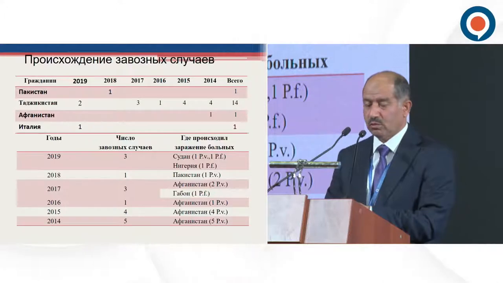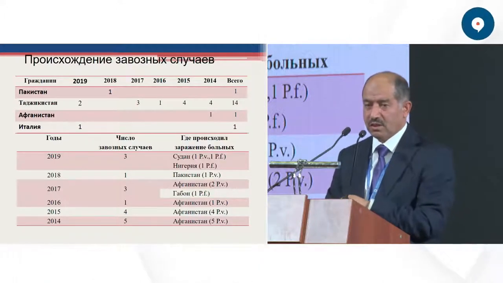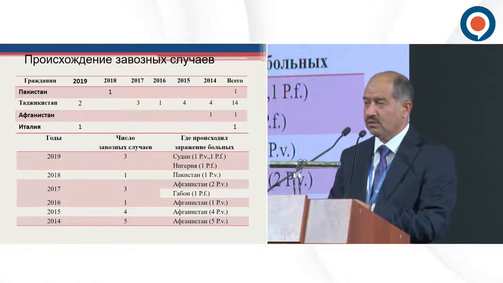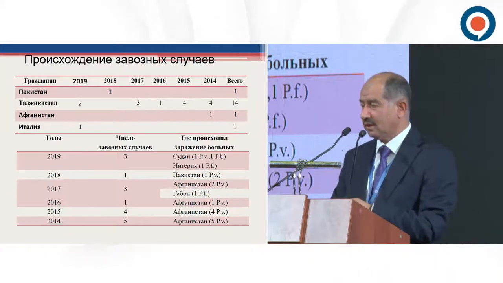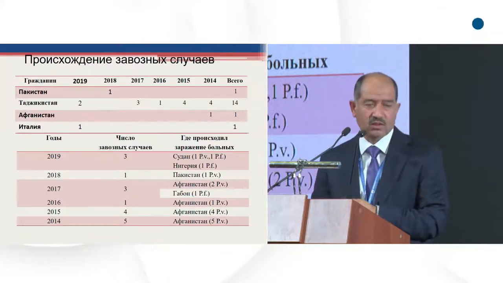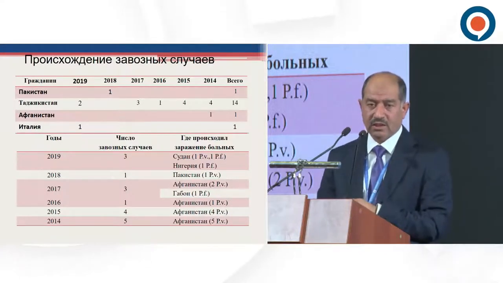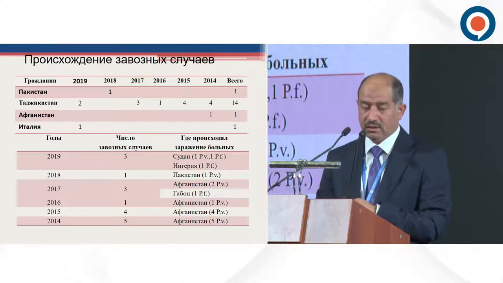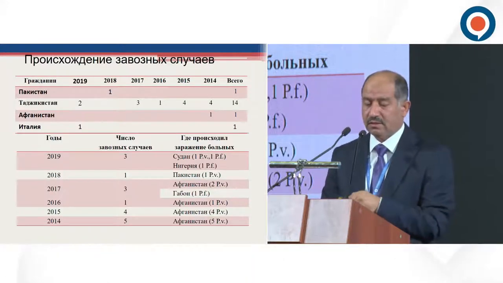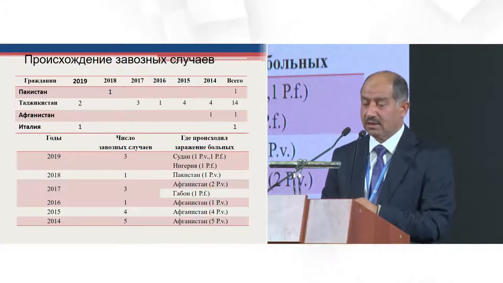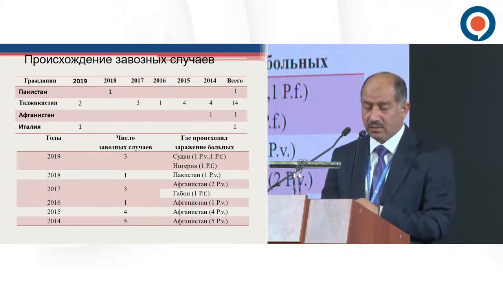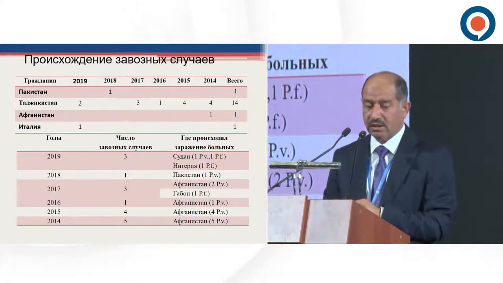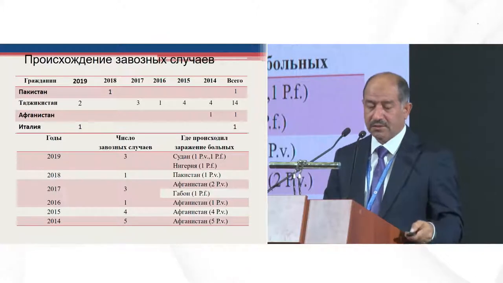Mostly those are imported cases, while our republic saw visits from the citizens of other countries. And also our own citizens came from other countries, or they were foreigners. 14 cases were our own citizens, and 3 cases were foreigners. You can see it right here in the slide. Mostly our citizens, compatriots, came from Afghanistan, from Gabon, from Pakistan, and they got infected there. And as for the foreign citizens, they were citizens from Pakistan, from Italy and other countries.